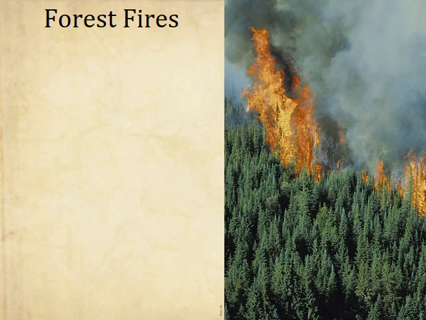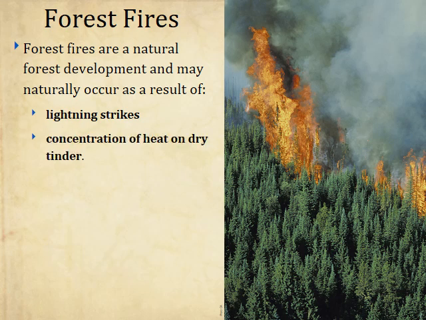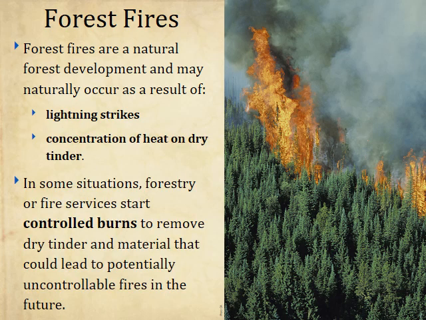Now, forest fires. Forest fires are natural and they can occur as lightning strikes, concentration of heat on dry tinder. And in some situations, what we do is we do controlled burns to remove any dry tinder and material that could lead to a massive, massive uncontrollable fire in the future.